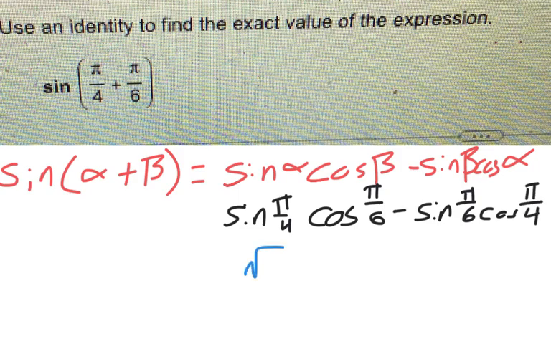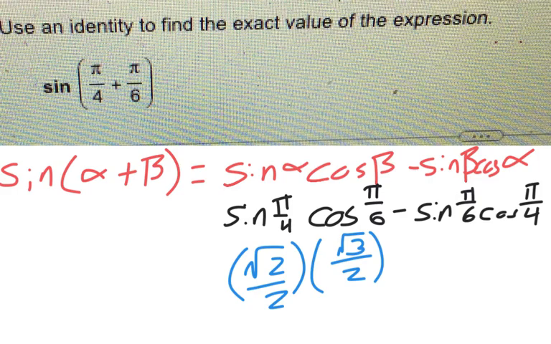Sine of pi over 4 is radical 2 over 2. Cosine of pi over 6, that's cosine of a 30-degree angle. So that would be the adjacent, which is radical 3, over the hypotenuse, which is 2. Then we're going to subtract. Again, this is a 30-degree angle, so sine of 30 is a half. And then cosine of 45 would be radical 2 over 2.